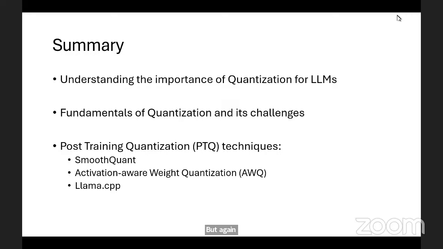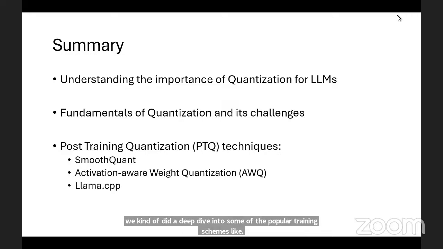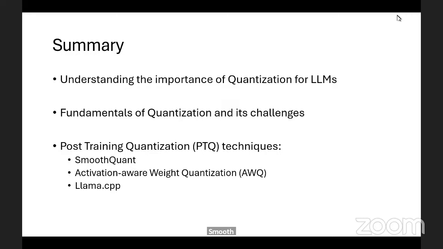Again, thanks for all the questions. Essentially, we tried to summarize the importance of quantization and understand the fundamentals of quantization, what kind of trade-offs it involves, the challenges, and how these techniques tackle those challenges. And we did a deep dive into some of the popular post-training quantization schemes like SmoothQuant, activation-aware quantization, and Llama.cpp.